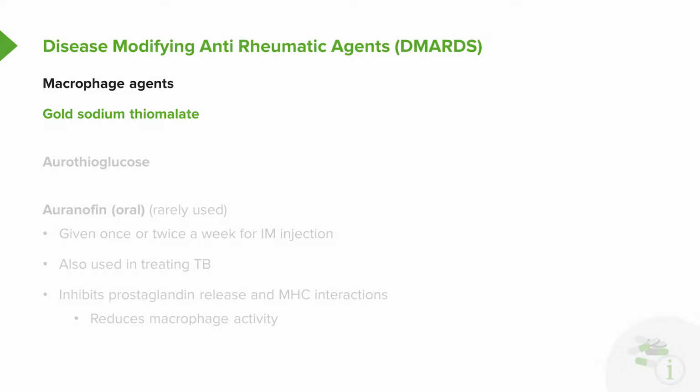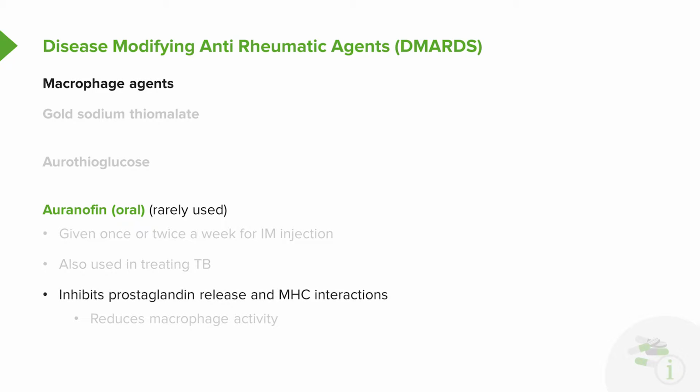Other macrophage agents include gold. Now, gold comes in several forms with respect to the DMARDs. There's gold sodium thiomalate, or GST, aurothioglucose, and auranofin. Now, auranofin does come as an oral agent and it's rarely used. These agents in general are often given as once or twice a week IM injections. We can also use these agents in treating tuberculosis.